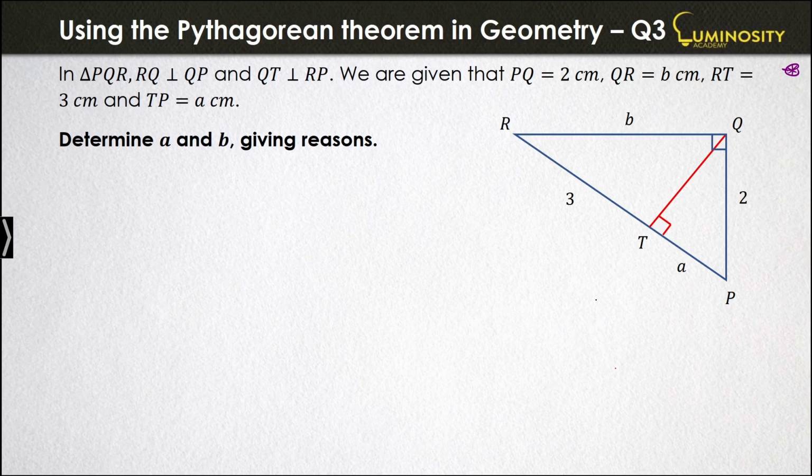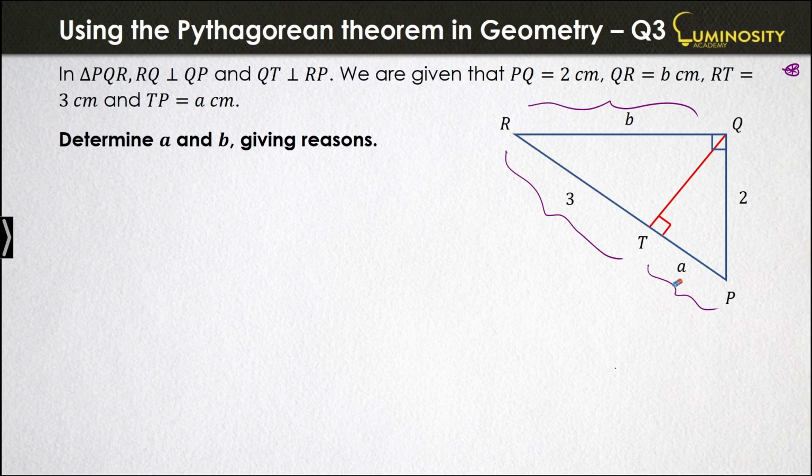We are given that PQ is 2 centimeters. QR, so this length here, is B centimeters. RT, which is this length here, is 3 centimeters, and the length of TP is A centimeters.